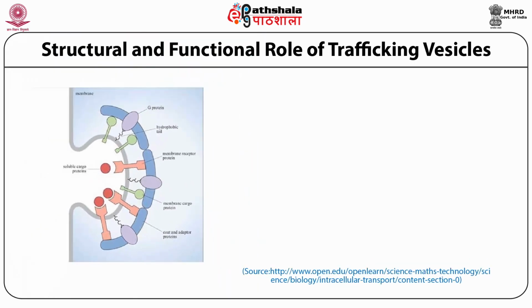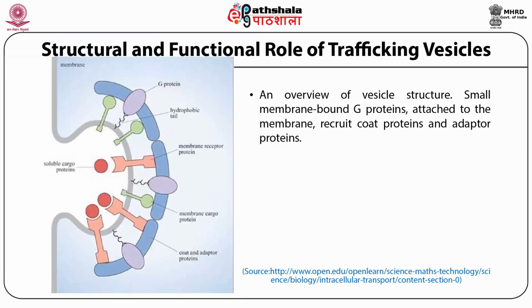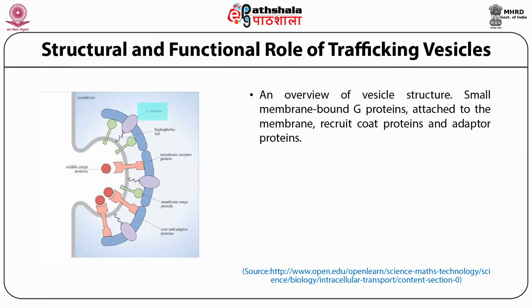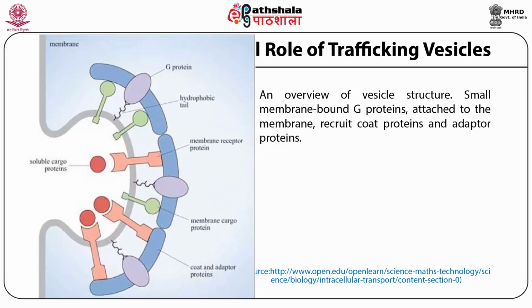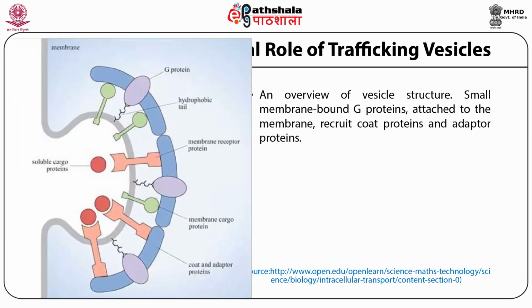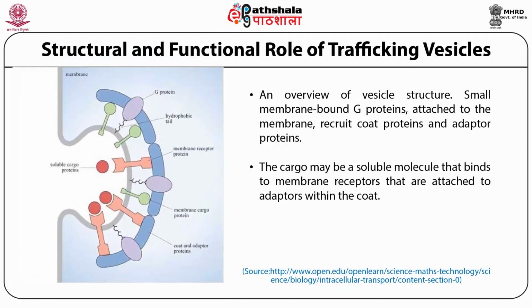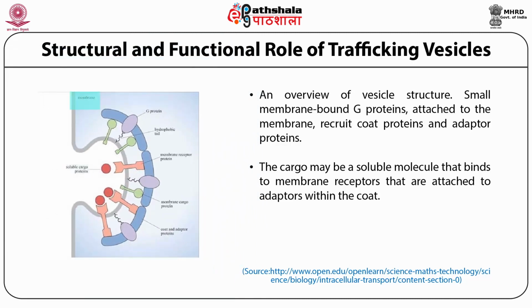This figure shows an overview of a vesicle structure, which consists of G protein, a membrane receptor protein, membrane cargo protein, and adapter proteins. Small membrane G proteins attach to the membrane. They recruit coat proteins and adapter proteins. The cargo may be a soluble molecule that binds to the membrane receptors that are attached to the adapter within the coat.